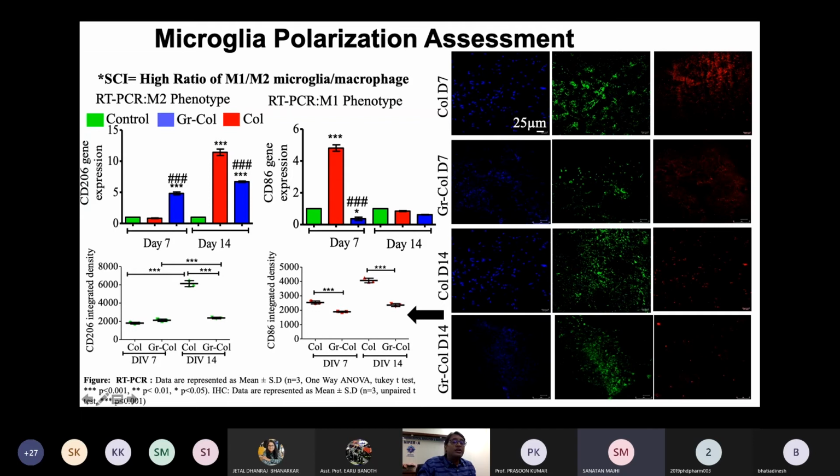So if you see the overall integrated density of CD206 in our immunohistochemistry data, you will see that Col alone shows a higher expression of the pro-inflammatory marker, and it is also showing very high anti-inflammatory expression, but this imbalance is not good for the repair process. But GR-Col shows a very tight control over the expression of both types of markers, one pro-inflammatory, another anti-inflammatory.